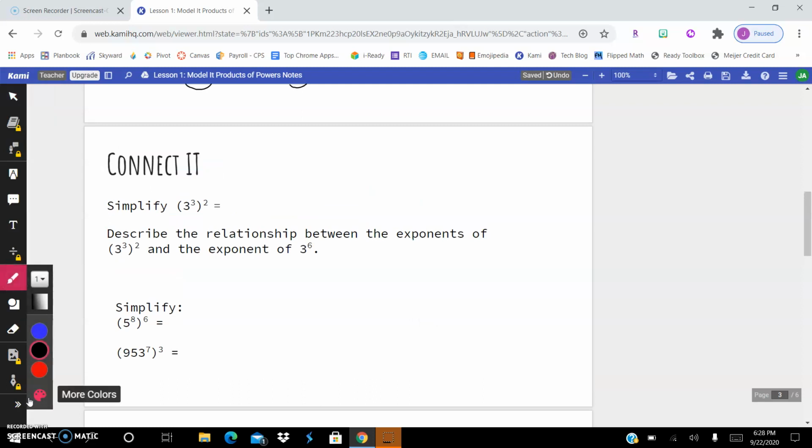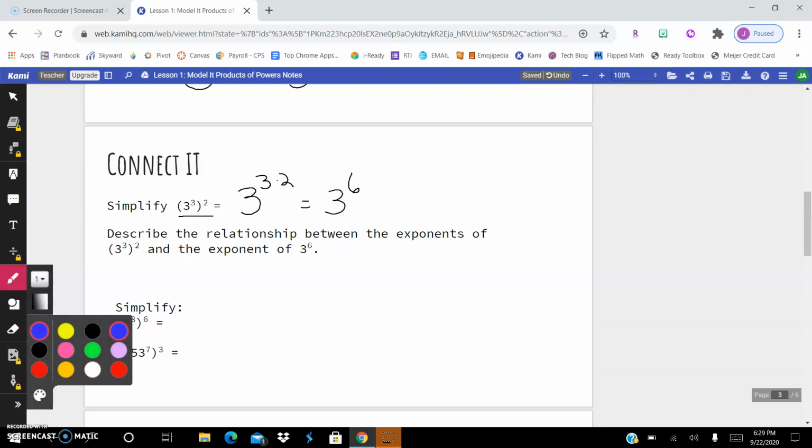Okay, so simplify 3 to the 3rd to the 2nd power. So we keep our base of 3 and then multiply our two exponents and we get 3 to the 6th. Describe the relationship between 3 to the 3rd raised to the 2nd power and 3 to the 6th. Well, this was our starting problem and this was our answer. So I could probably say that these are equal.